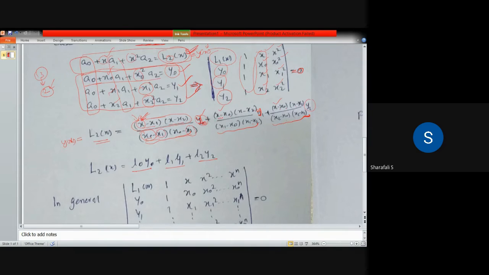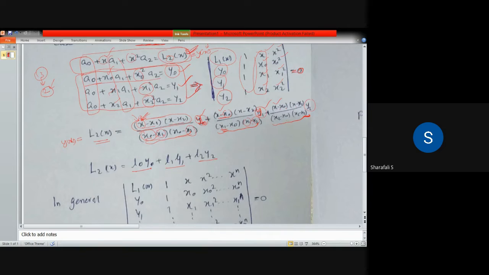Similarly, you can see here you are calculating for y1. So for the y1 term, the x1 term will not be present in the numerator. So you have to subtract x0 from x, and x2 from x. x1 from x is absent because you are calculating for y1. Similarly, in the denominator, we are subtracting x0 from x1 and x2 from x1.